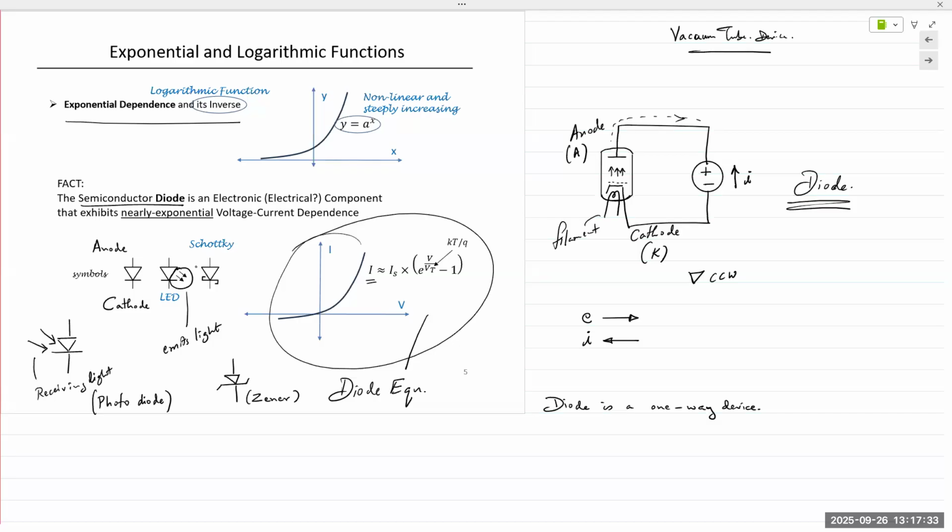Okay, so those are some questions about the diodes. Let's take a pause. Let me know if you have any questions.